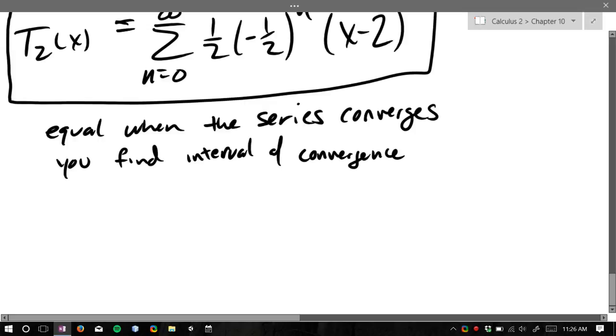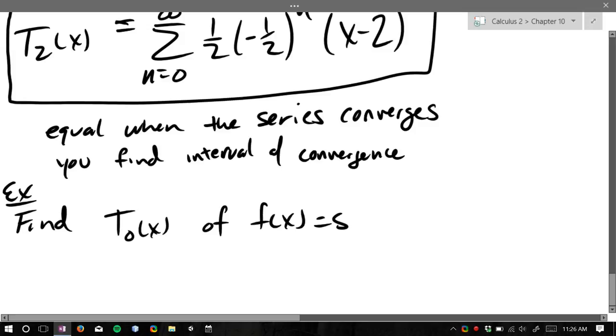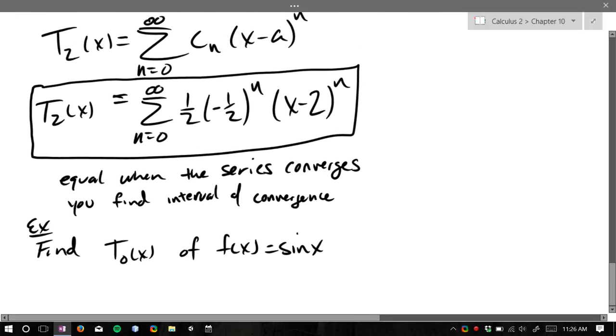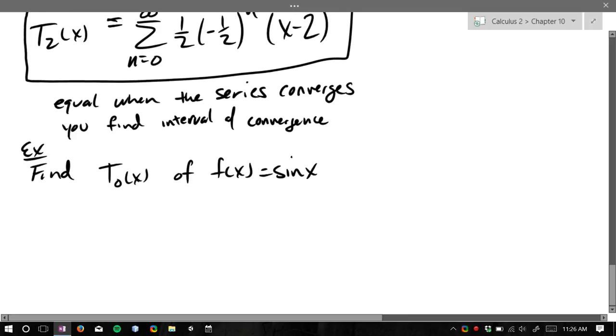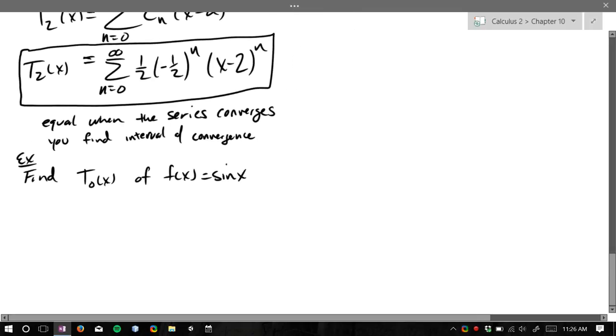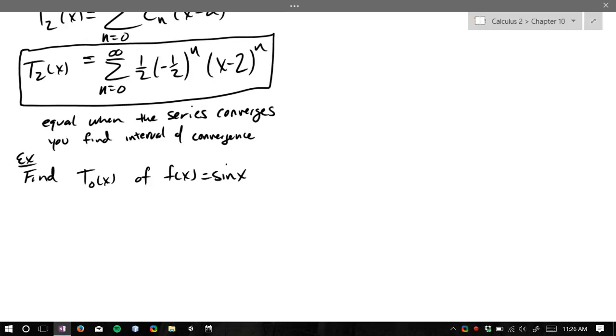Let's do sine. Sine derivatives are pretty easy. So this will be our second example. Find the series expansion of sine x. So what's the first thing you need to do to find the Taylor series of sine? Derivatives. Not only do you need to take a derivative, you need to take derivatives until you see a pattern. So take n derivatives. I recommend probably 5 derivatives or so, and then you should see the pattern.